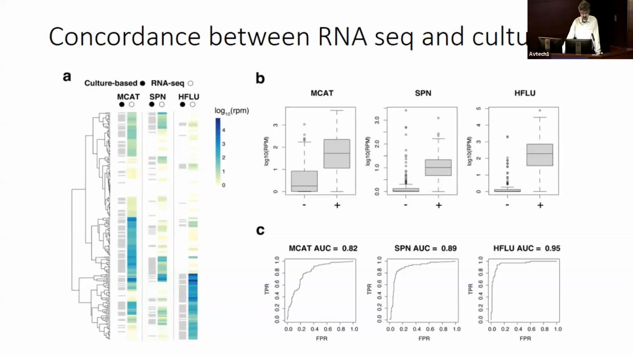The second one for strep pneumo, you can see the concordance is a little bit better, and the AUC is 89%. So you can predict culture results for strep pneumo with 89% accuracy, and H. flu was almost perfect. So if you have the metatranscriptomic results, you can see who has H. flu and who doesn't.